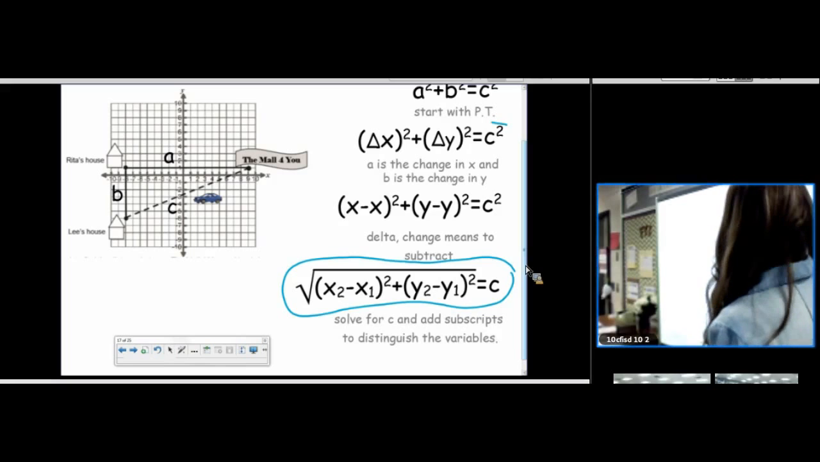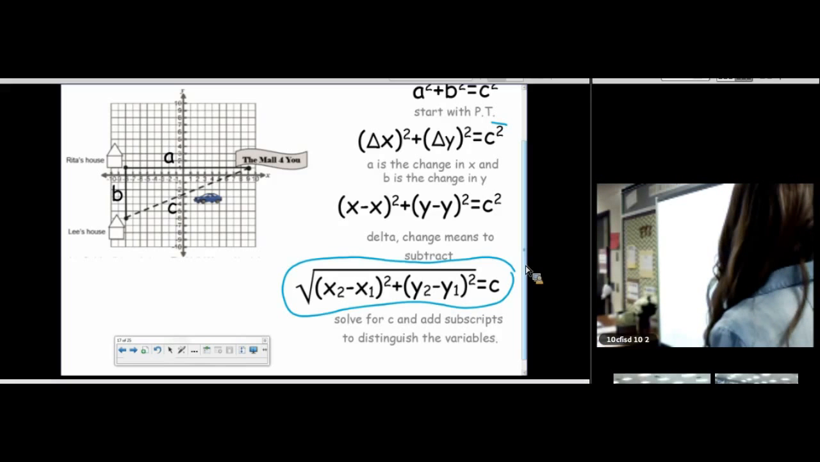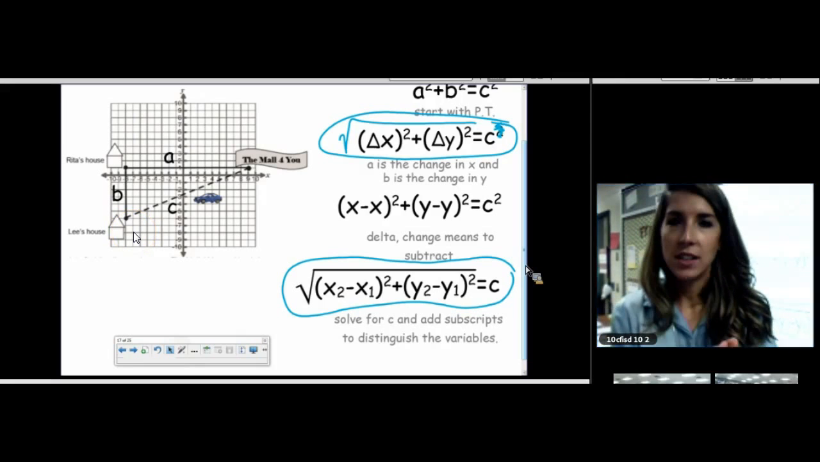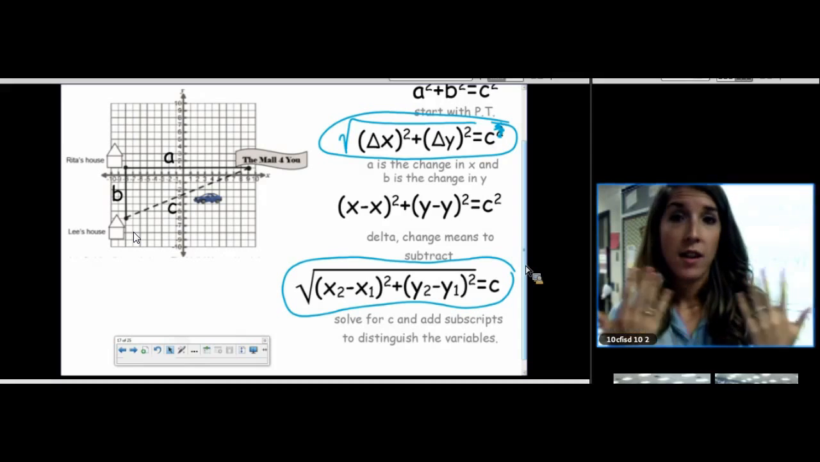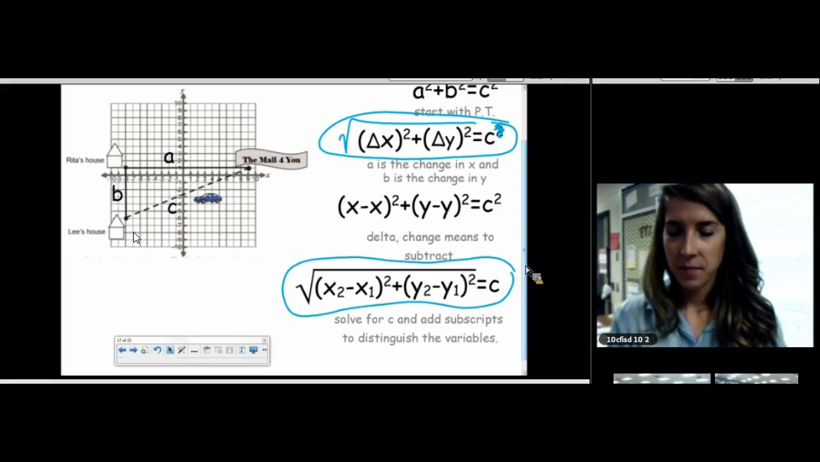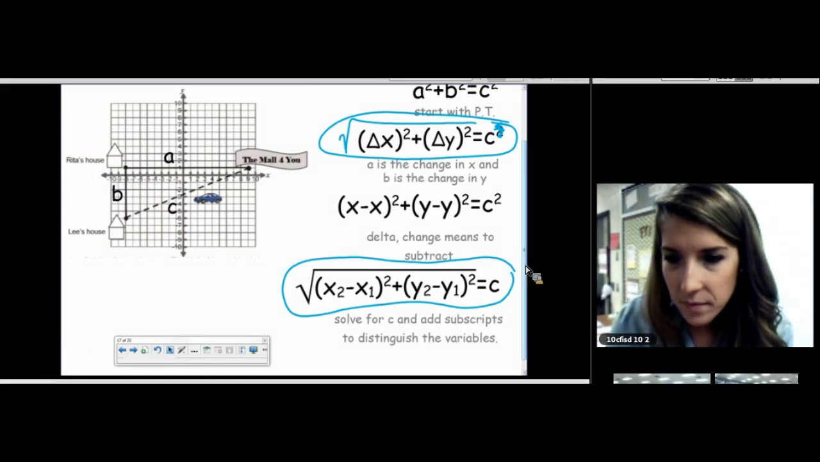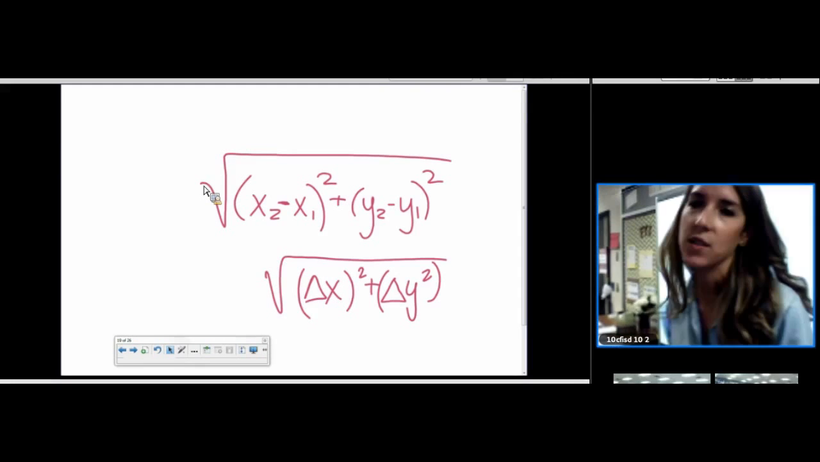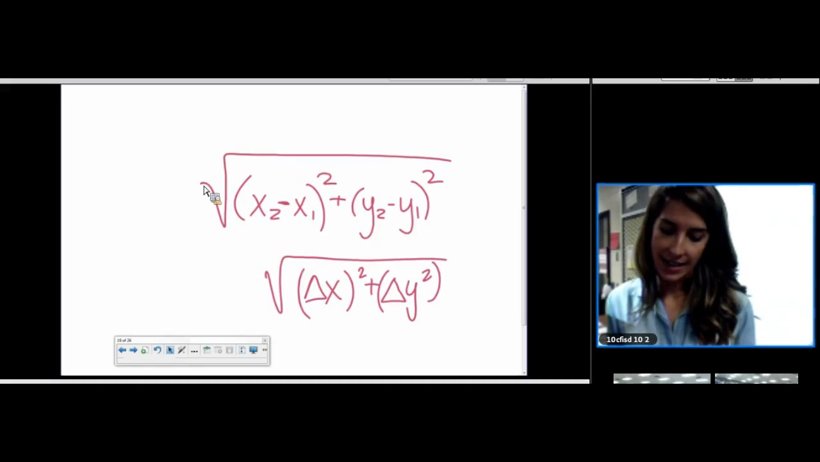But if I square rooted this, then this is also the distance formula right here. If you don't like the subscripts like x2 minus x1, you could just think of it as delta x squared plus delta y squared, and you take the square root. So really, the distance formula is just Pythagorean theorem in disguise. It's just a little more complicated than Pythagorean theorem, but that's honestly exactly what it is. Okay, so Pythagorean theorem and distance formula are the same thing. They're just in different forms.